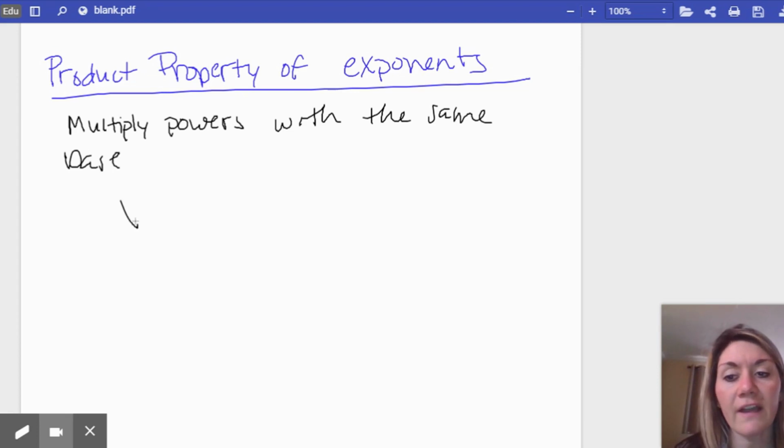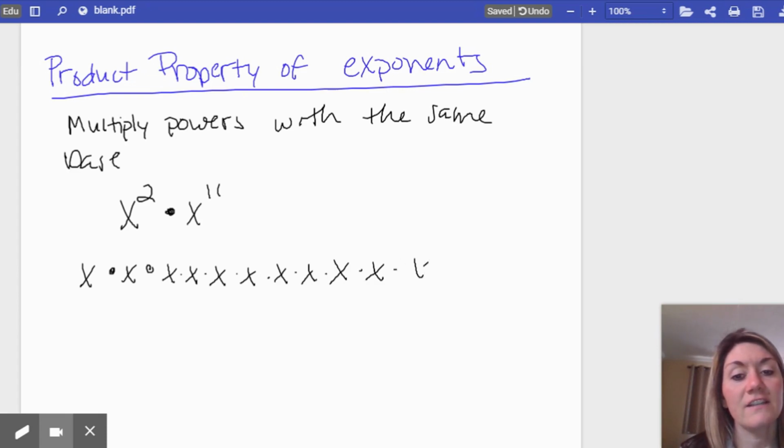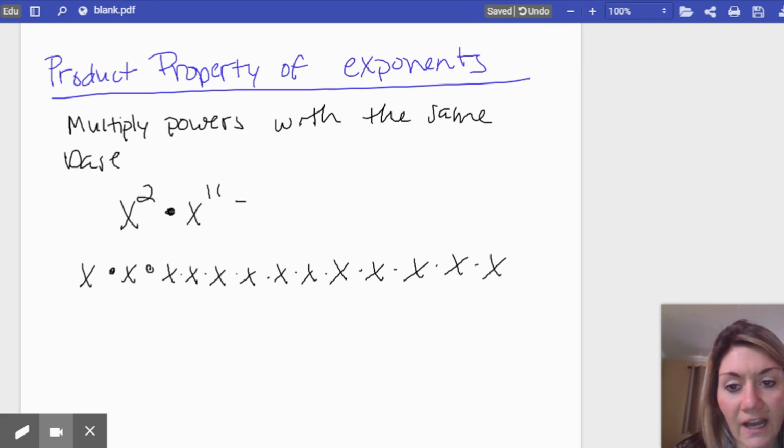For example, if I have x squared times x to the 11th, that is the same as x times x, because that's what x squared is, times x, 4, 5, 6, 7, 8, 9, 10, 11. So if I count up how many x's I have, that gives me x to the 13th.